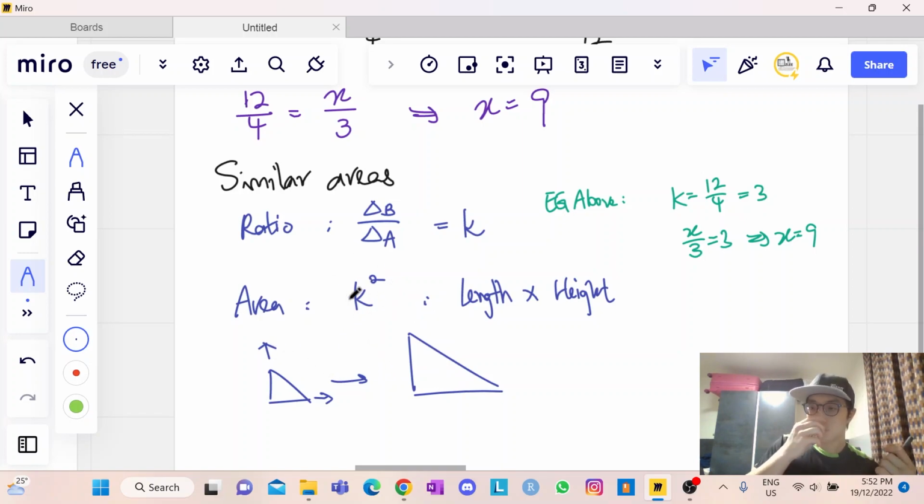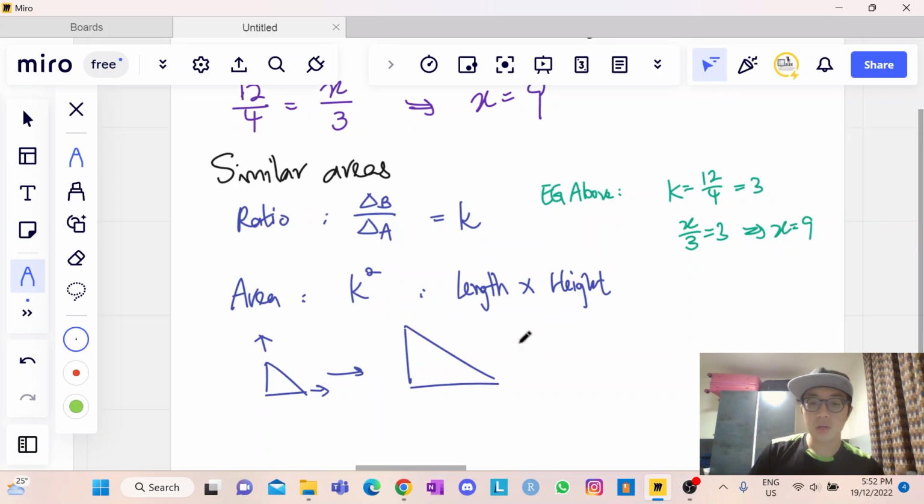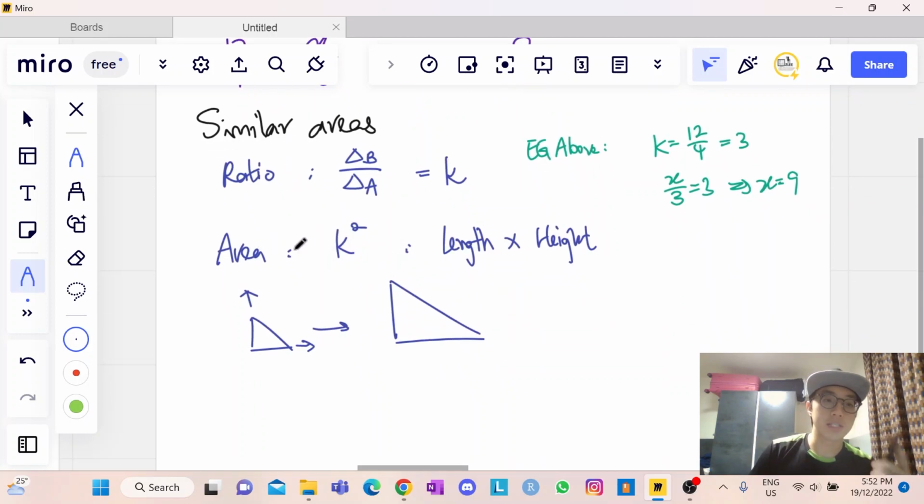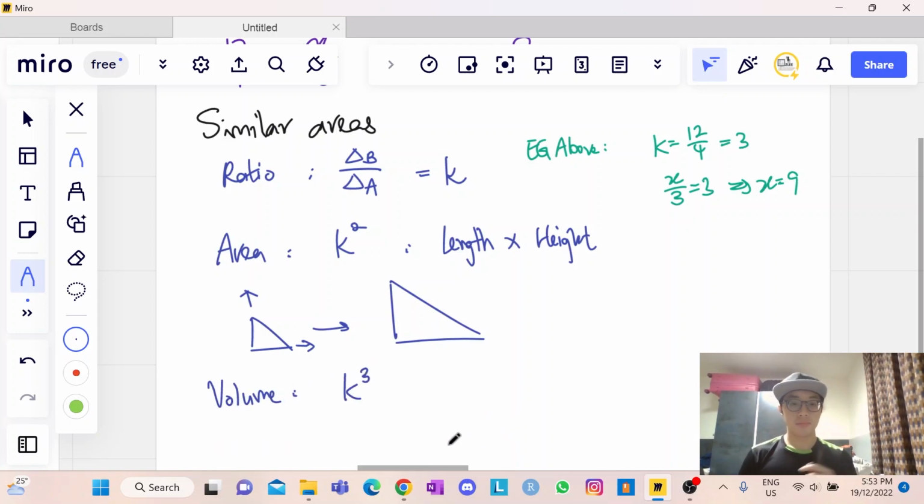If you don't really understand this, I must apologize that I cannot describe it any more clearly, because this is how I understand it. You just need to memorize it: if it's area, then it's length multiplied with height, so it must be k squared. The same goes for volume. If it's volume, then it's k cubed. You just need to memorize this.